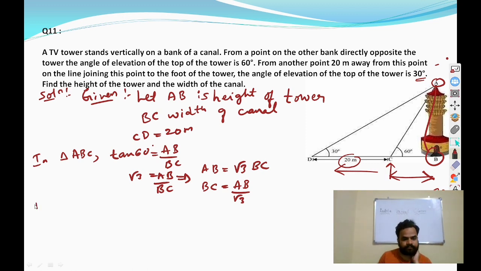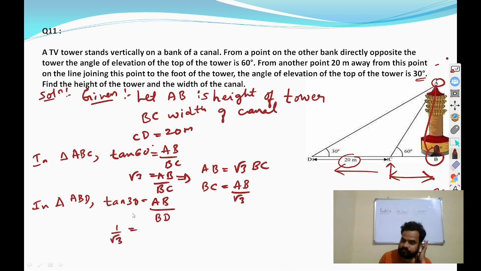Now in triangle ABD, we have 30 degrees. I will take tan 30 is equal to again AB by BD here, right? So the tan 30 value is 1 by root 3, equal to, this AB can be written as root 3 BC. I will use this. AB can be written as root 3 BC divided by BD. This total BD can be written as 20 plus BC. Correct? Now cross multiply both the things.